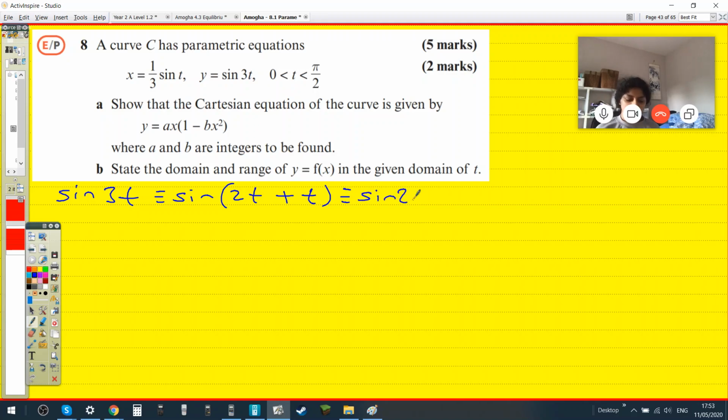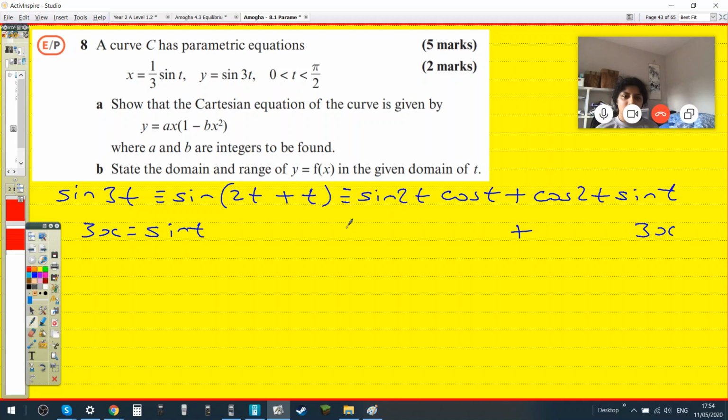Sine 2t cos t plus cos 2t sine t. Mm-hmm. And then 3x is equal to sine t. So you can just substitute 3x basically for sine t. So this would be 3x over here? Yeah.